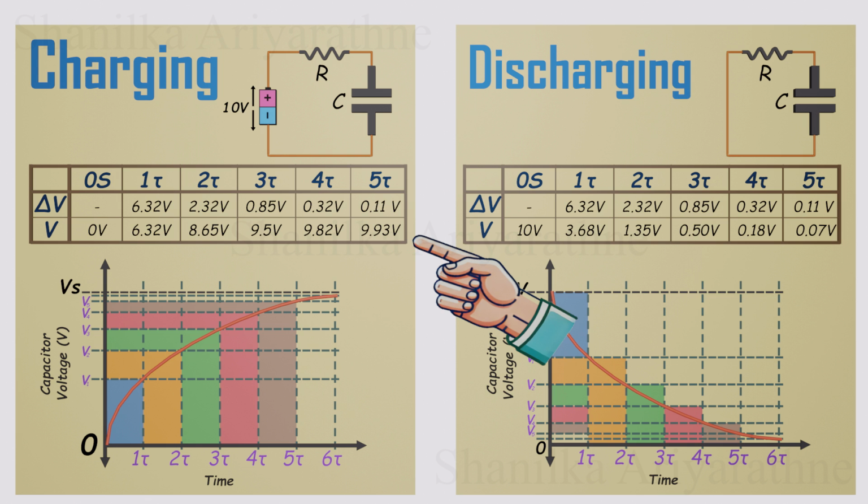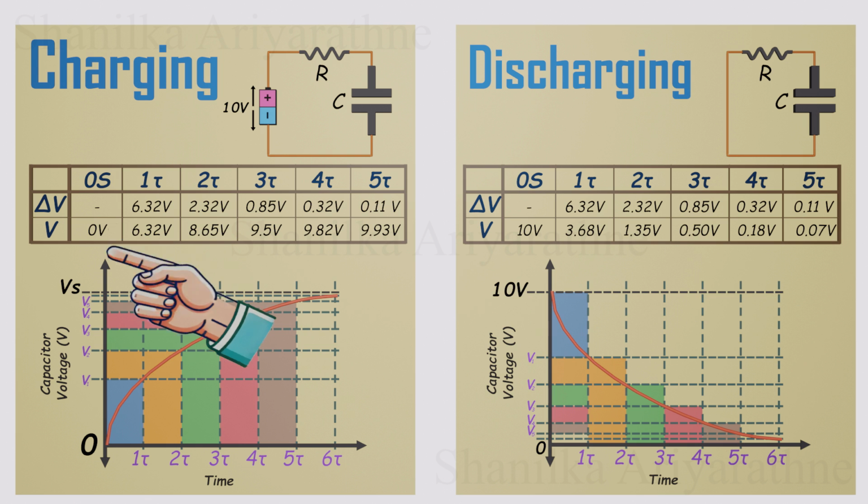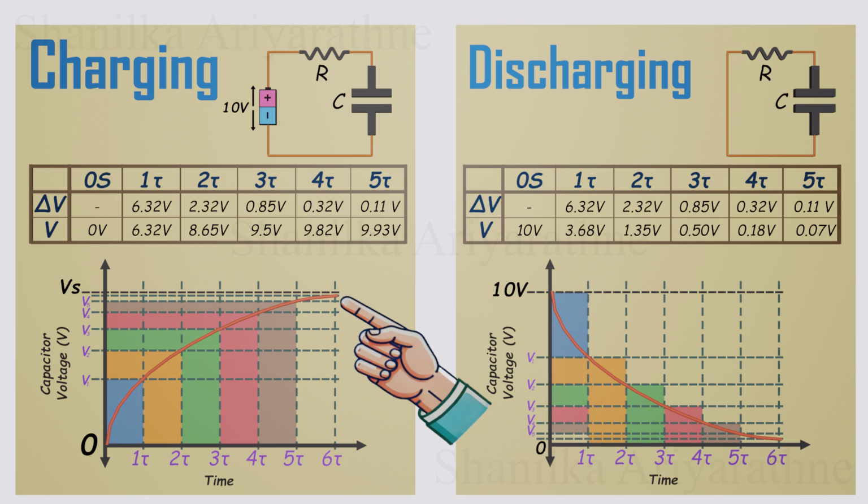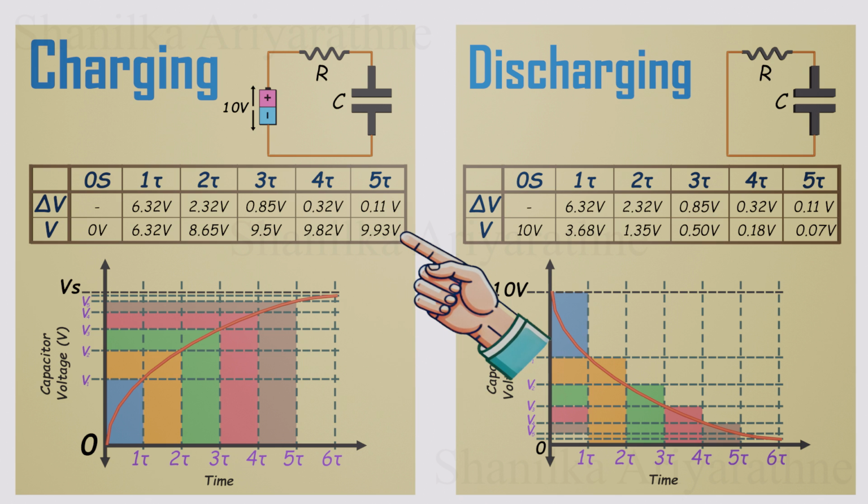In the charging case, the capacitor starts at 0 volts and heads toward 10 volts. After 5 time constants, the voltage reaches about 9.93 volts, close to 10 volts, but not exactly there. Even if we keep calculating for more time, it gets closer and closer, but never fully hits 10 volts.